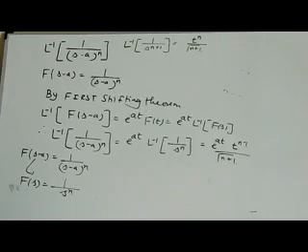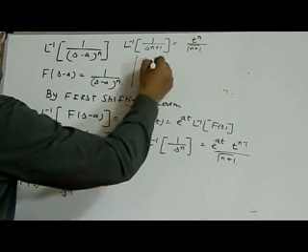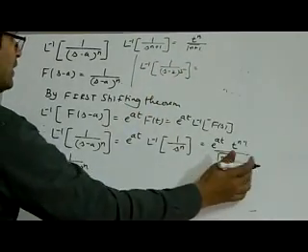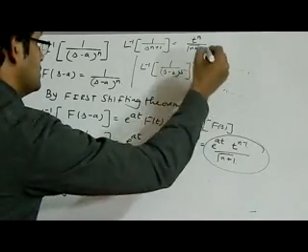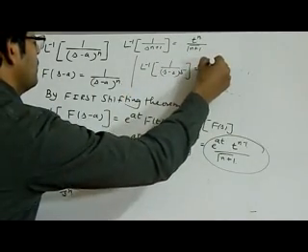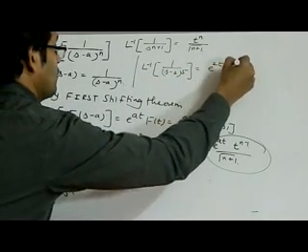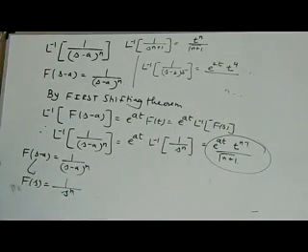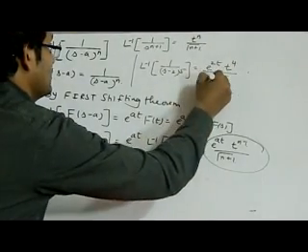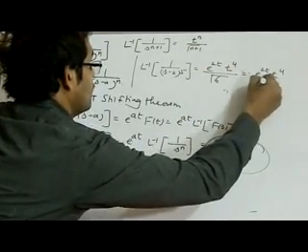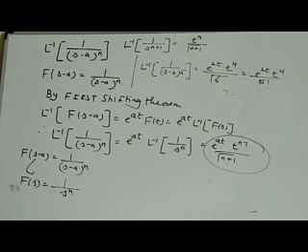Now an instant application of this formula: somebody asks you what is the inverse transformation of 1 upon s minus 2 all to the power 5. Apply this formula. Now what is my a? A is 2, so e to the power 2t. Now what is my n? N is 5, so I can write t to the power 4, and by gamma 6. That is e to the power 2t, t to the power 4 by 5 factorial. So it is like that.